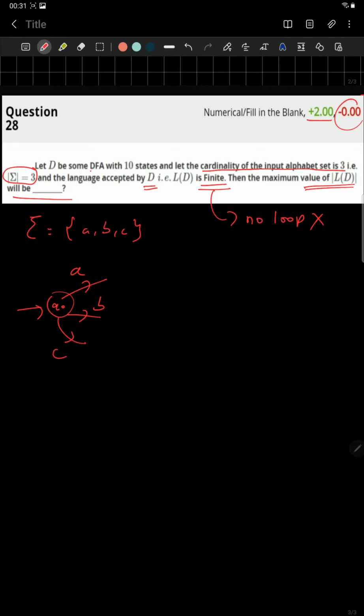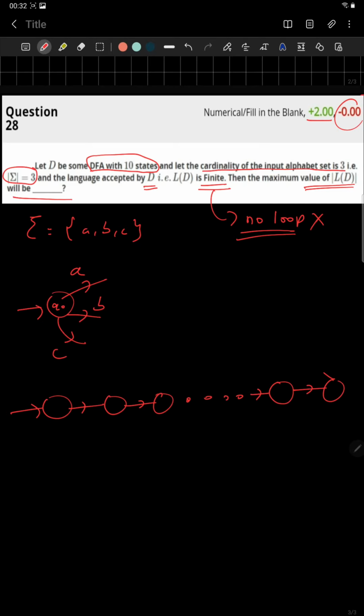Here you can see that the DFA has 10 states. So let's assume that it has 10 states and there is no loop. Since the language is finite, we need to have a dead state. So the first state is our start state, then the second state, then the third state, and so on. This is our ninth state, and this is our 10th state. Our 10th state would be a dead state, and whatever symbol comes, it will stay in that state. The other states are final states, and the length of the strings is not defined.